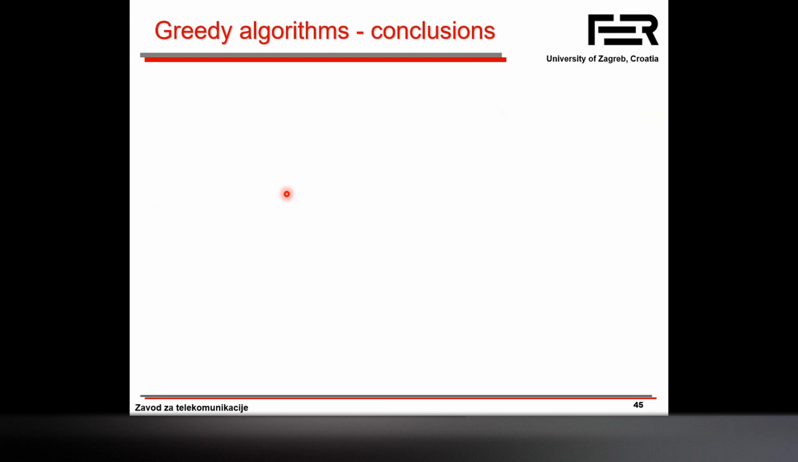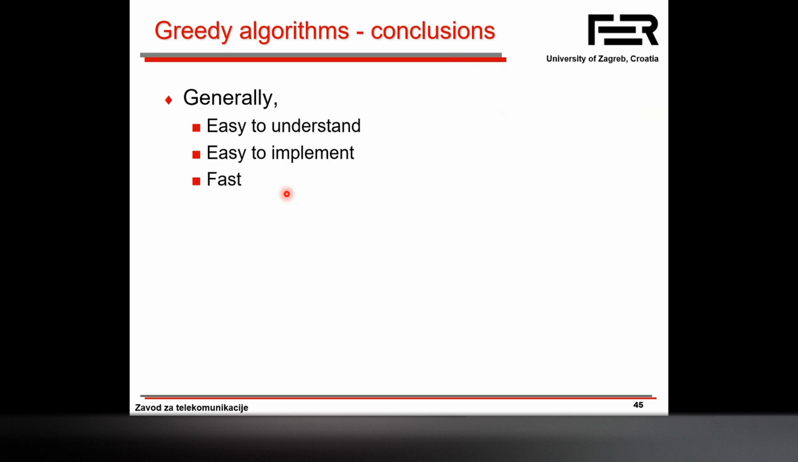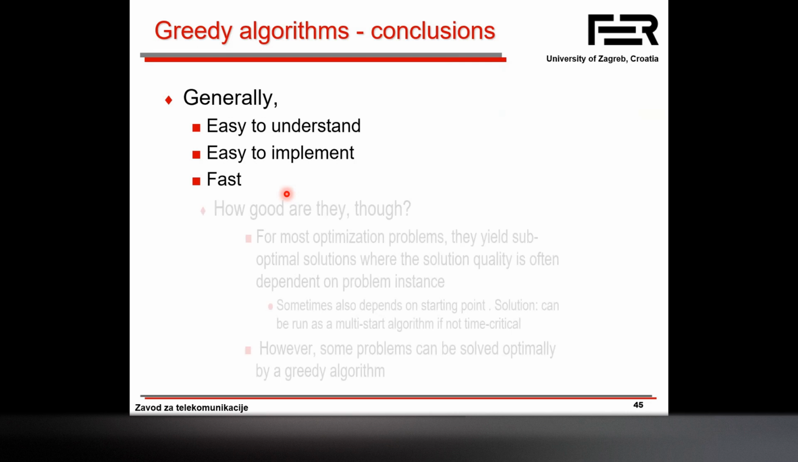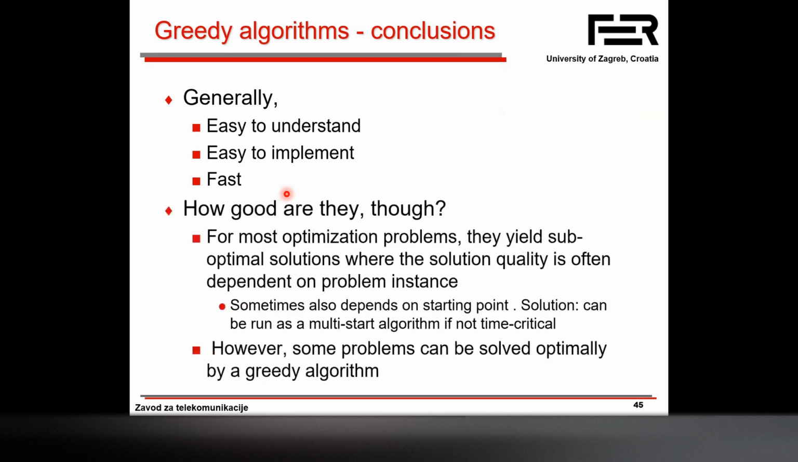Okay. Just a brief conclusion. When we talk about greedy algorithms, generally they're easy to understand, easy to implement, and fast. And they are a good approach to find an initial solution. For most optimization problems, they will yield a suboptimal solution. As I said, again, we're focusing in each step on this myopic view. So you're always looking locally at what would be an optimal solution in terms of this greedy step. You don't have this global view.